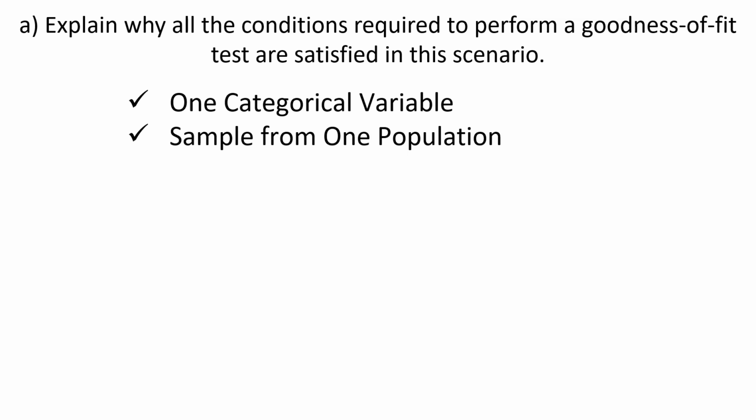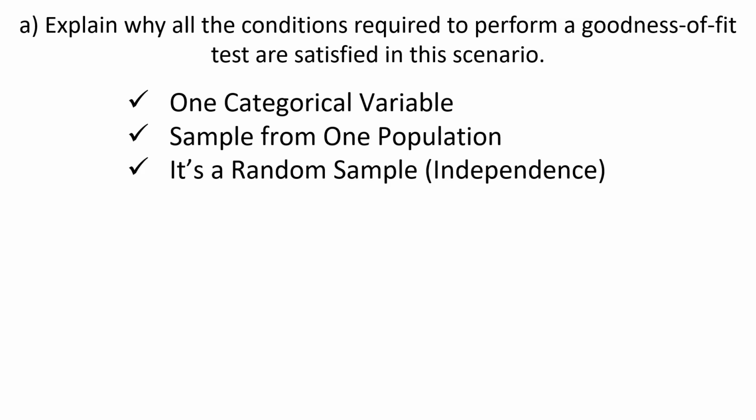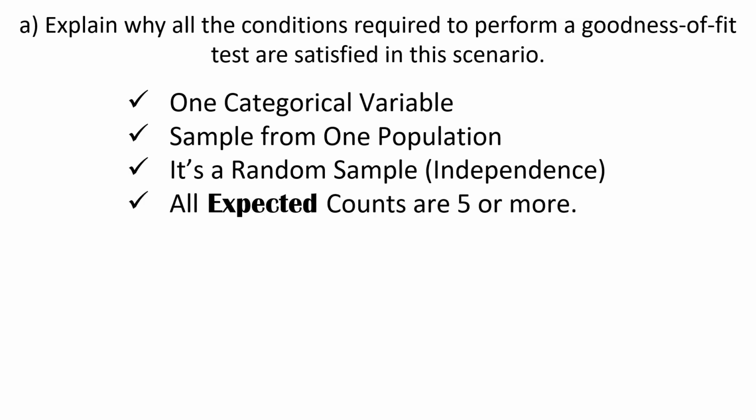Okay, so what are we being asked here? Explain why all the conditions required to perform a goodness of fit test are satisfied in this scenario. Well, let's just review those conditions. We need to be sure there's one categorical variable, a sample from one population. It has to be a random sample, and that's supposed to give us independence. And then all expected counts are 5 or more.